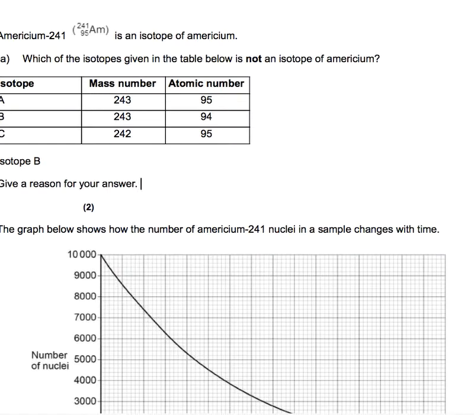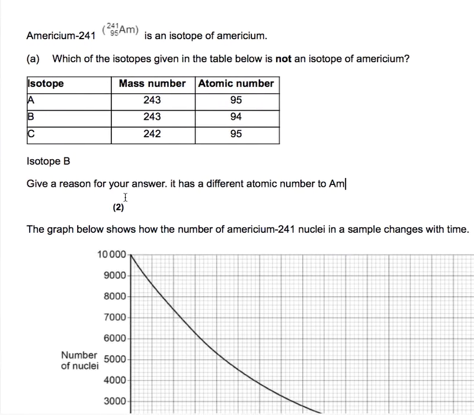and the reason is it is a different atomic number. The mass number of these two is the same. They're all different to this one, of course, but the only one that has the same atomic number, the one that doesn't have the same atomic number is B.